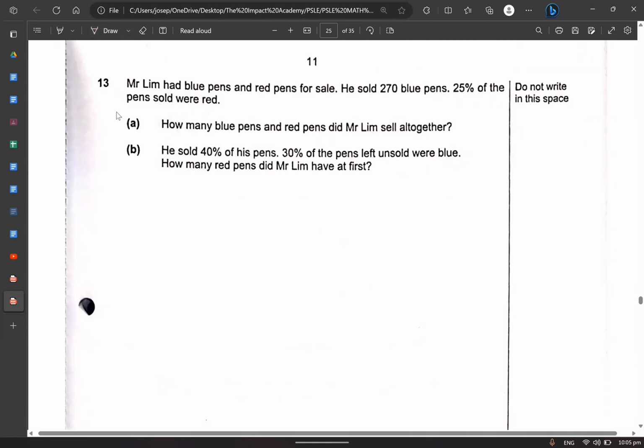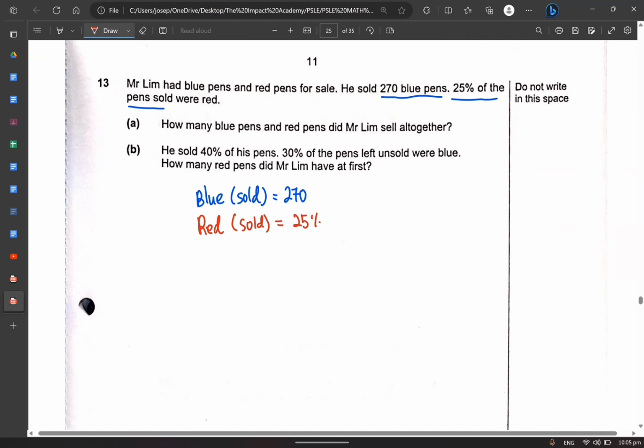So now let's take a look at question number 13. It says that Mr. Lim had blue pens and red pens for sale. Okay, so what did he do? So he sold 270 blue pens. Okay, so what are we going to write? I'm going to say that blue pens sold is equals to 270. And 25% of the pens sold were red. So therefore, we know that red sold is equals to 25%.